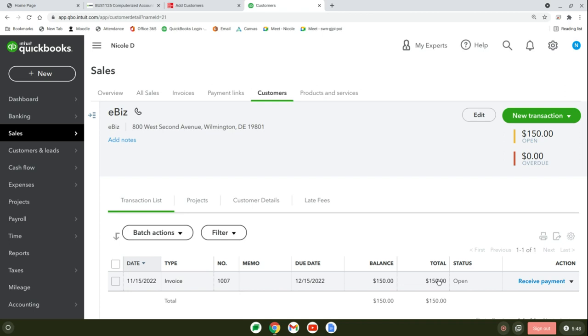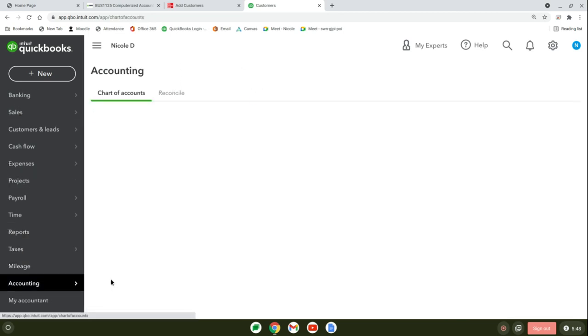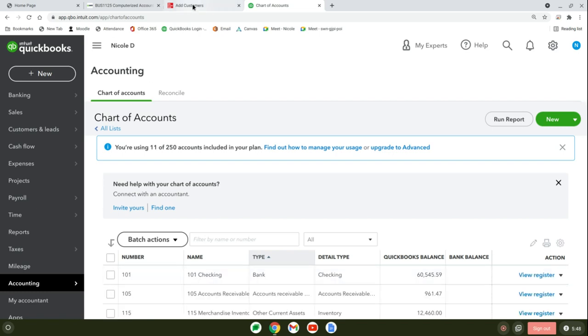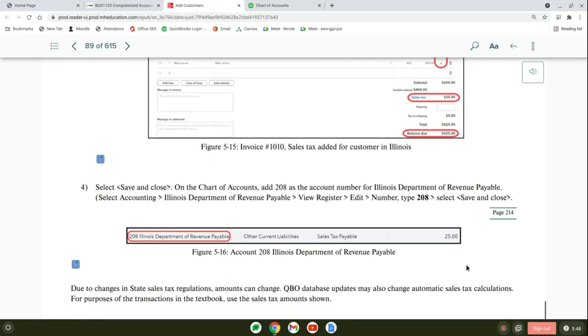So they automatically know what the name of the Department of Revenue would go under. So they already have it populated. You now need to go, which I already have, to your chart of accounts and make sure that you have your numbers there.